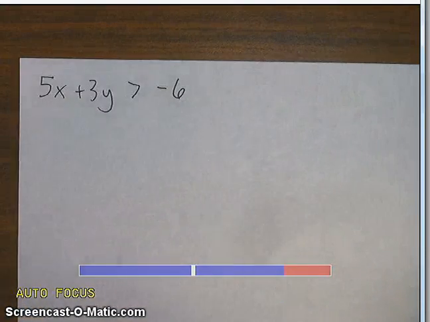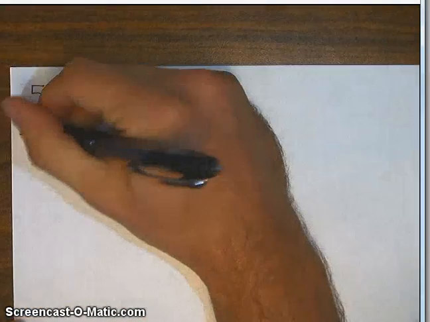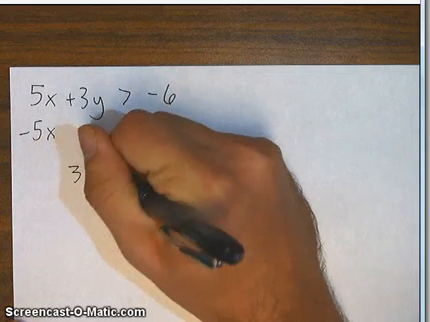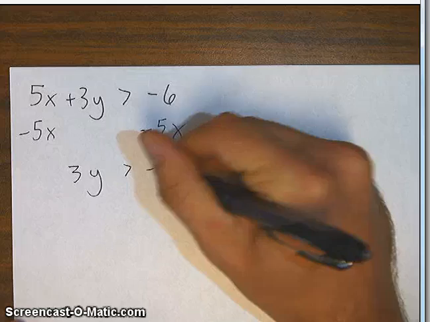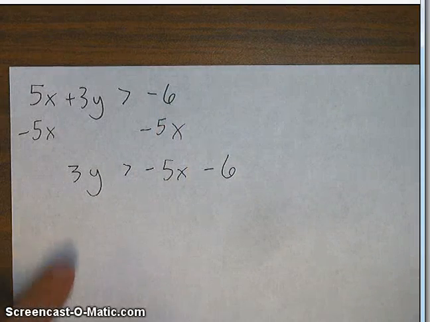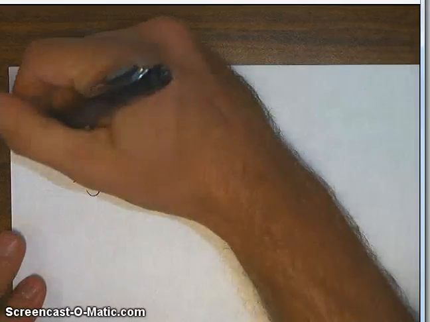I want to isolate the y. I want to get it by itself, so I'm going to subtract 5x from both sides. That's going to give me 3y is greater than negative 5x minus 6. Well, the y is not by itself yet. I still need to isolate it.